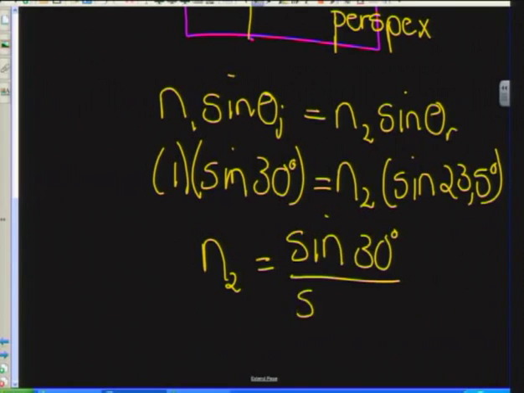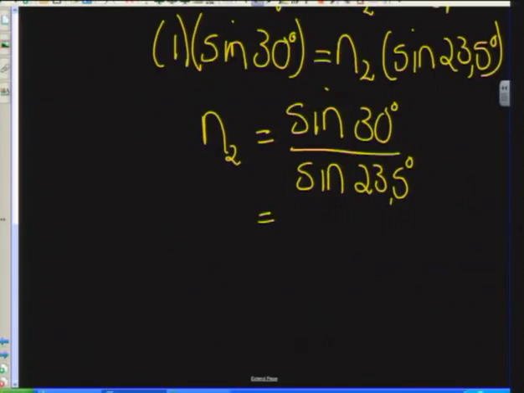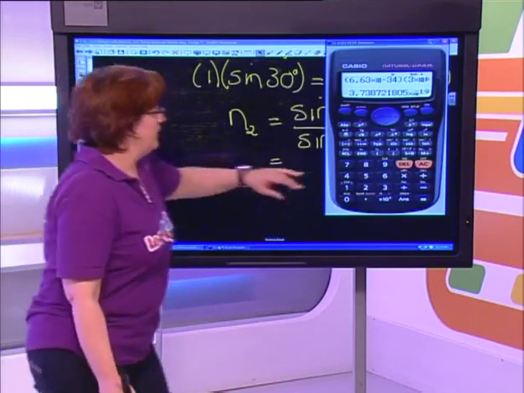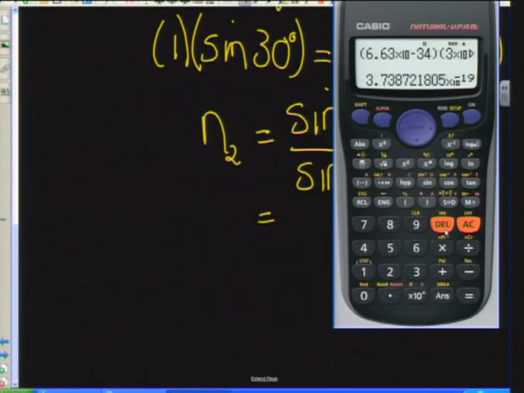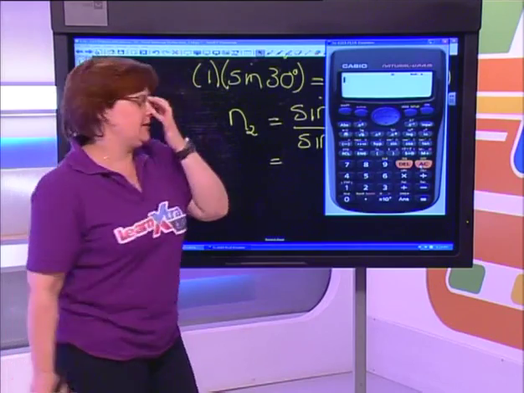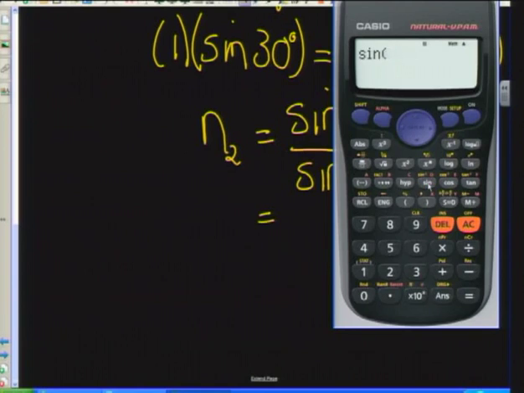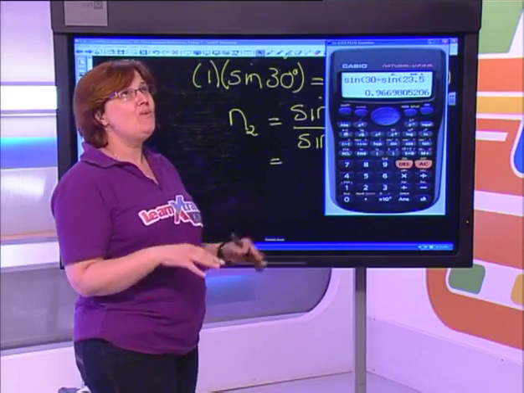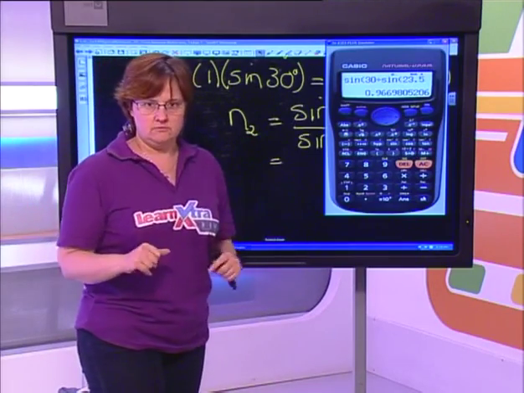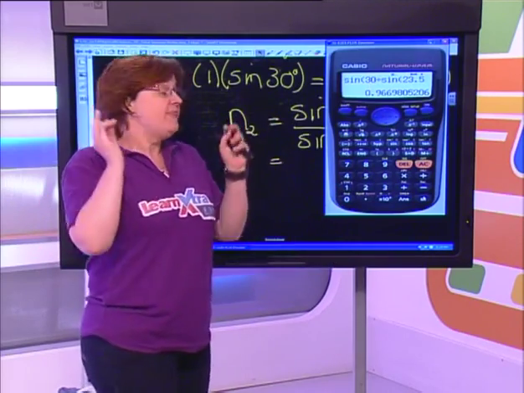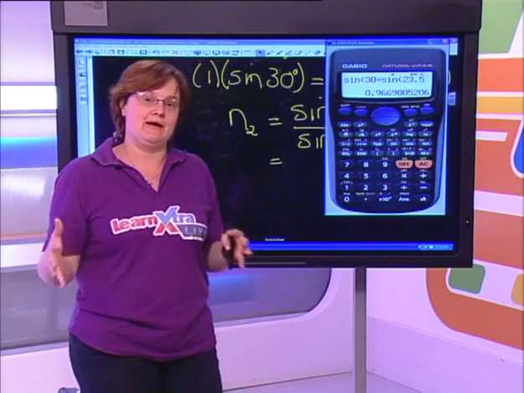And we're going to divide this by sine 23.5 degrees. Now, I want to show you something on the calculator when you do this. Guys, please be careful with your calculator, because now we need to go sine 30 divided by sine 23.5. You go sine 30, then divide by, sine 23.5, and equal, and we get some funny number, but that's nowhere near what I said the refractive index was supposed to be. That's because you've actually inputted it incorrectly.